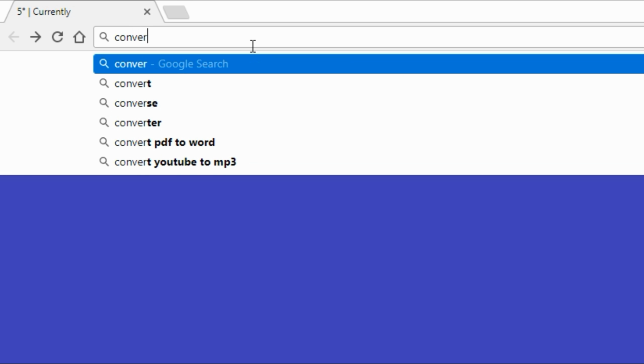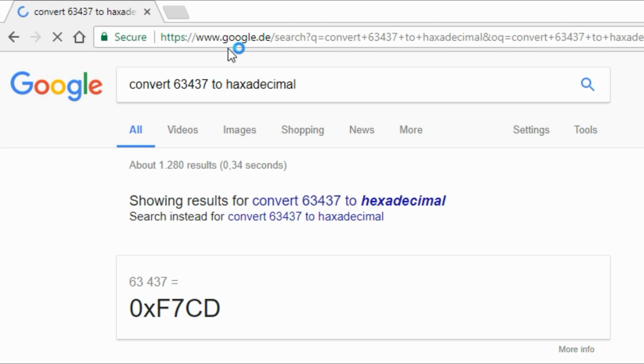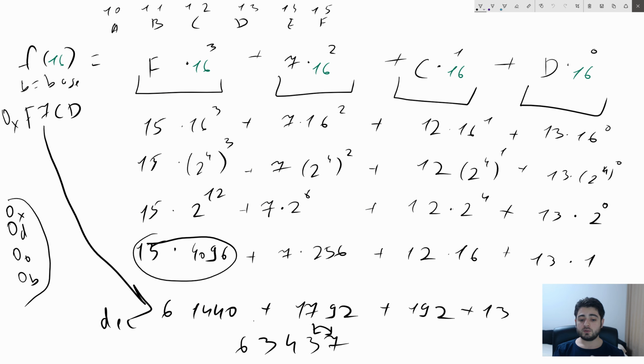Hold on, I didn't want to press this one. Let me do it again. Convert 63437 to hexadecimal, and I actually wanted to see this. So F7CD, so I guess we did it right. And you can do the same thing with octal and all the others. Notice again, and this time it's the other way around, that the hexadecimal system has more digits available. So it needs fewer digits to represent a number that would need more digits in a lower system. In this case, the decimal system is lower than the hexadecimal system.